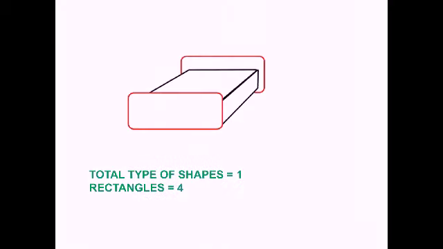Clear? Okay, look here. Here there is only one type of shape, that is rectangle. Now look here. Each surface of the bed is forming a rectangle. So how many rectangles are there? 1, 2, 3, 4. 2 red borders, 2 rectangles, and one plain surface of the bed and one side of the bed that we can see. So there are 4 rectangles. Clear?